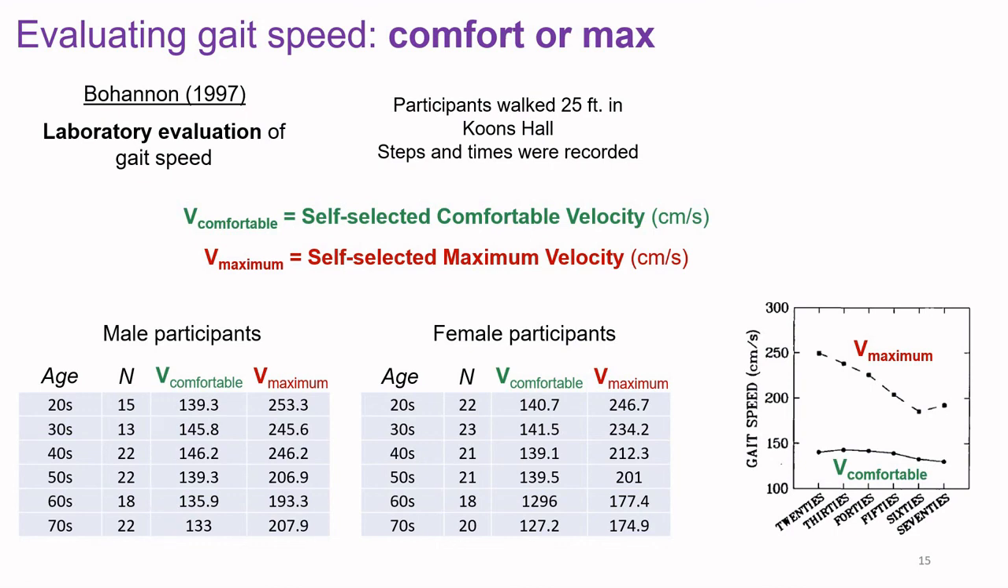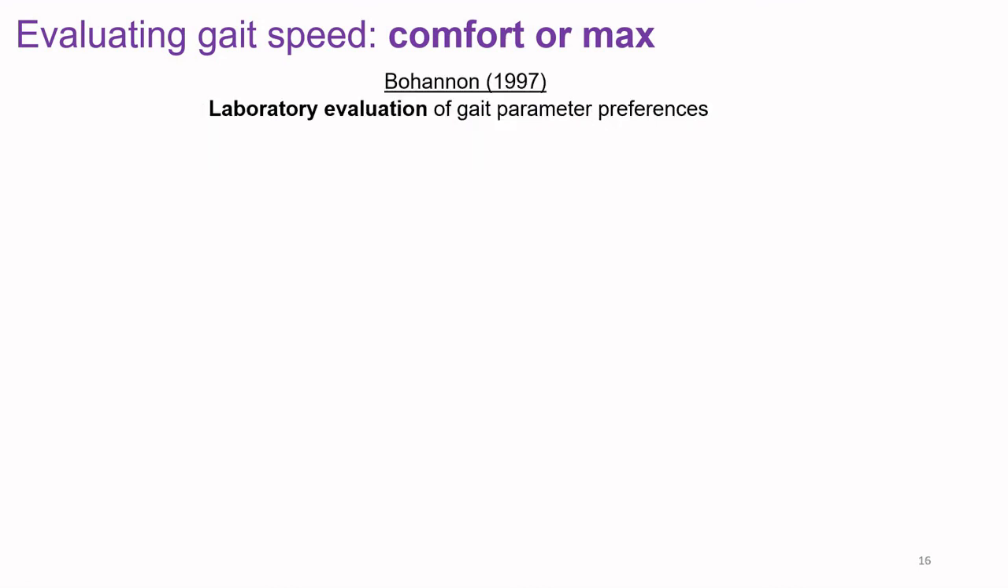What this potentially means is that the measure of self-selected maximal velocity seems to be superior to the measure of self-selected comfortable velocity when it comes to evaluating the effects of age-related changes on gait. Let's look at this data in another way, by looking at the results of the statistical analysis that was performed.